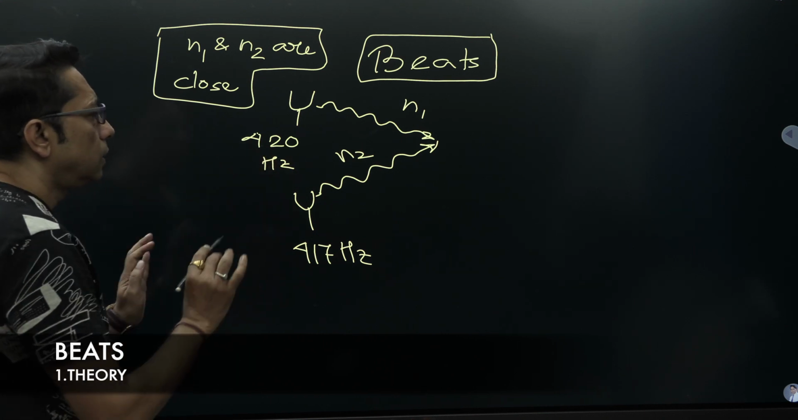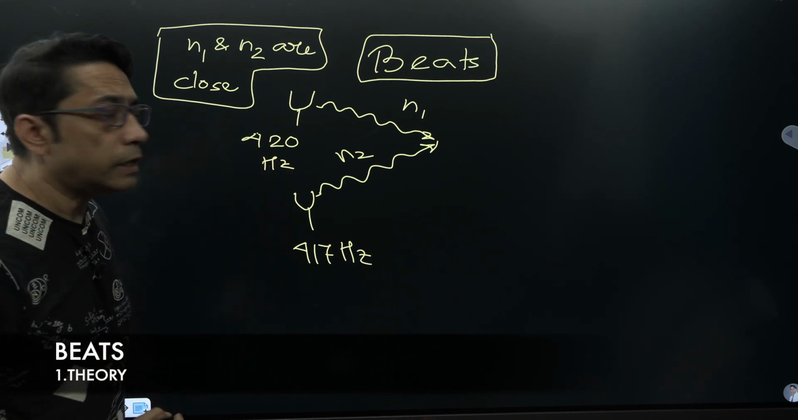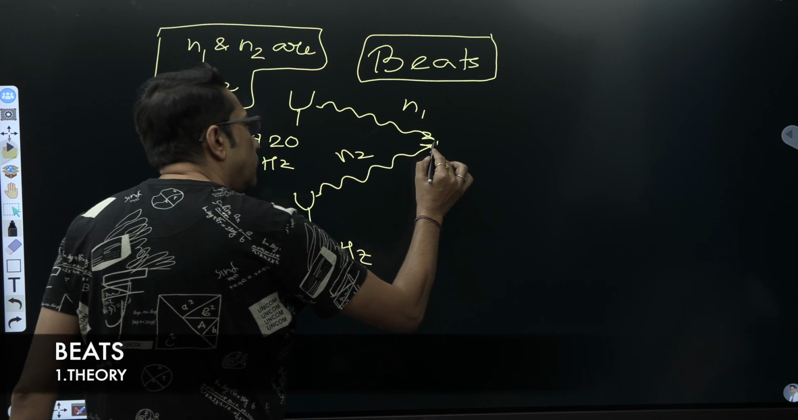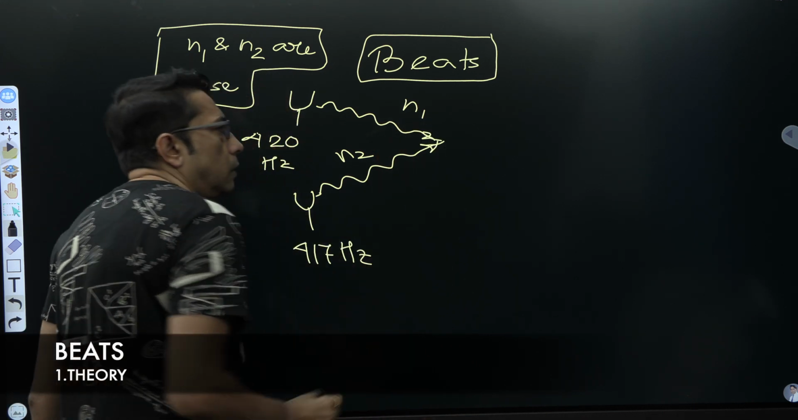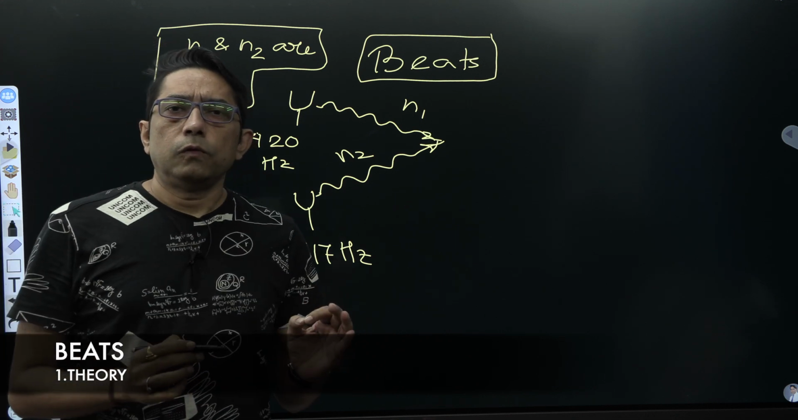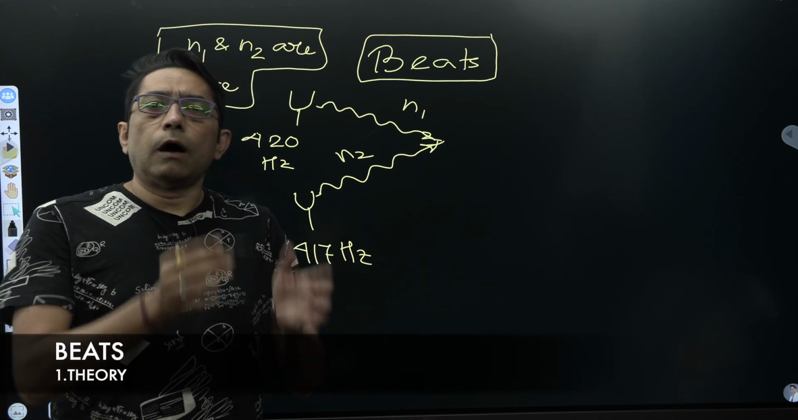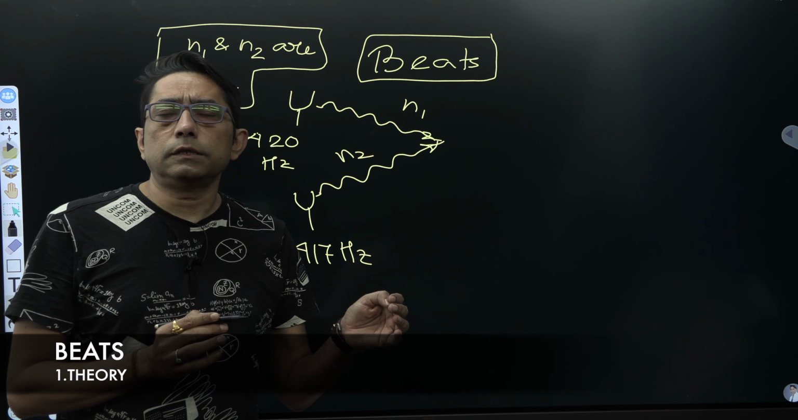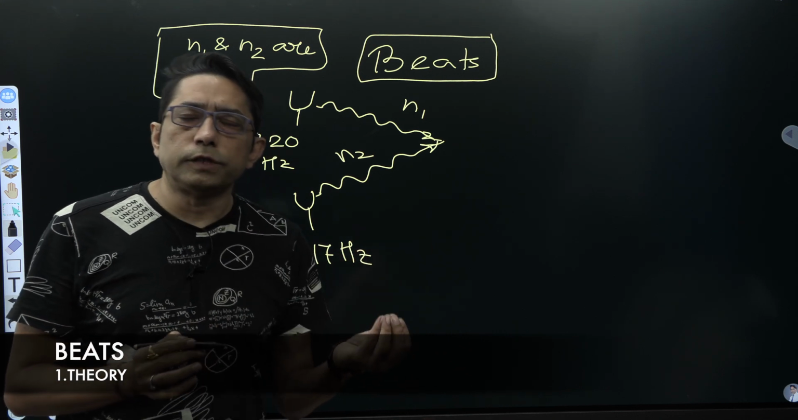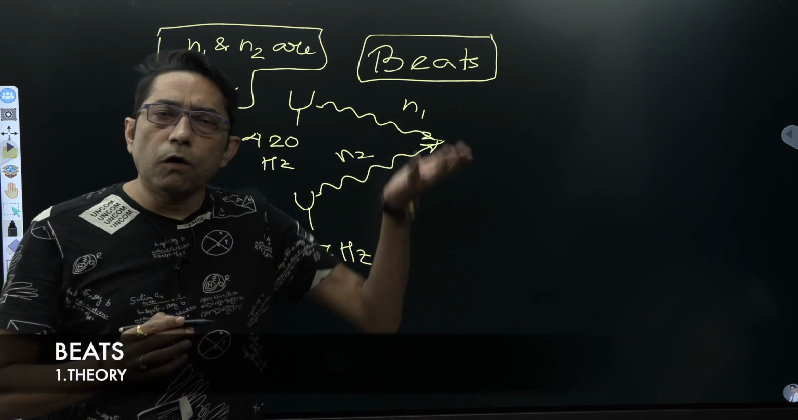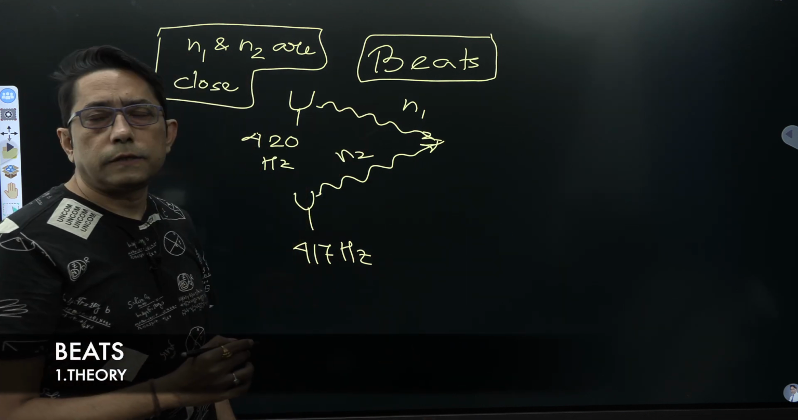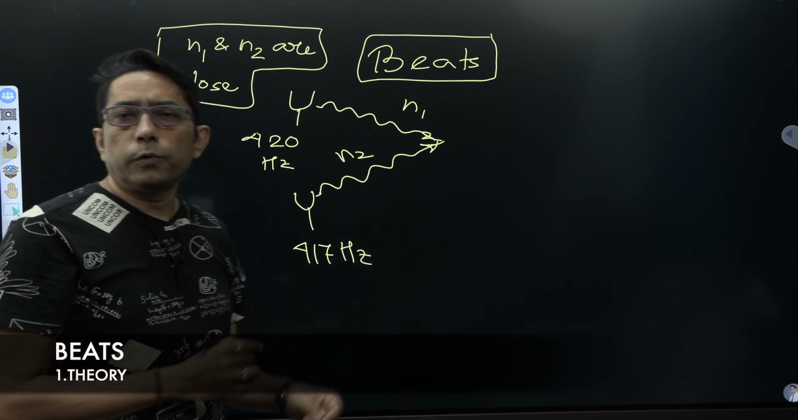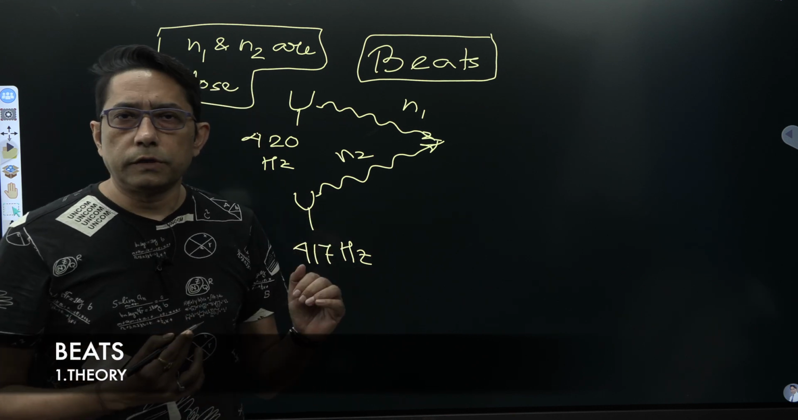Let us assume that this happens. Then the resultant wave at certain times will sound louder and at certain times will sound softer. So loud and soft, loud and soft, loud and soft. This effect of sound is called beats. So that was also produced during interference, louder and softer.